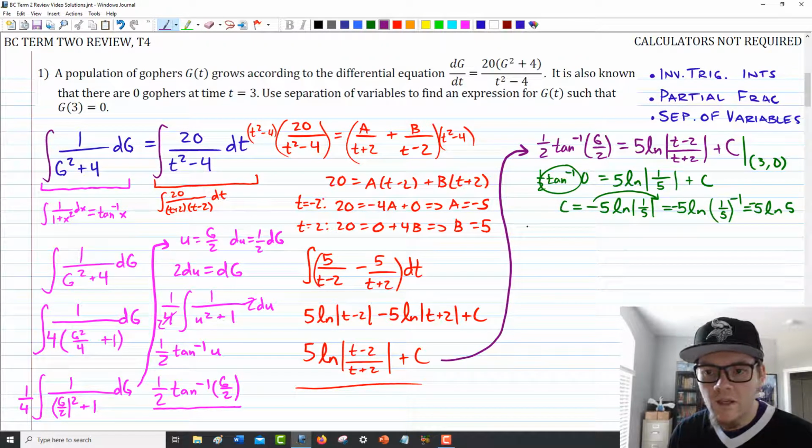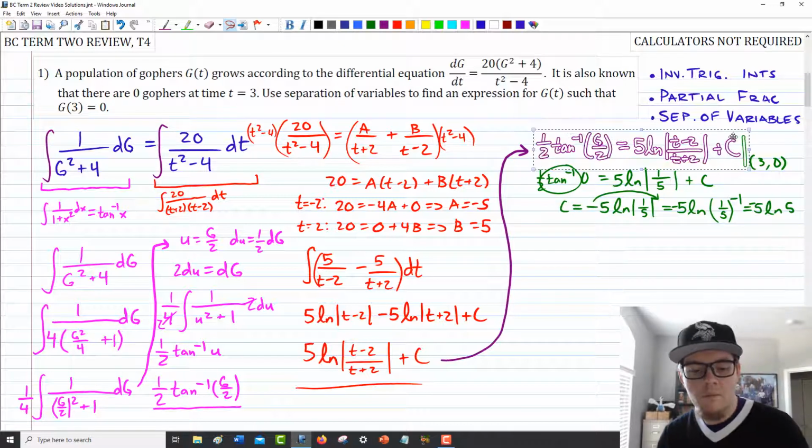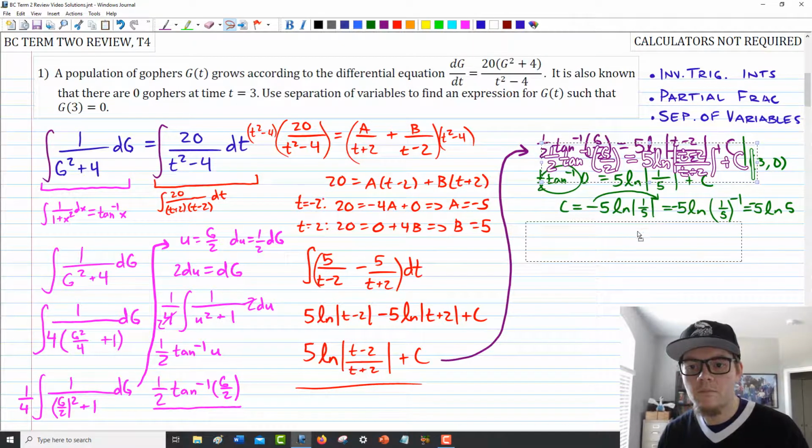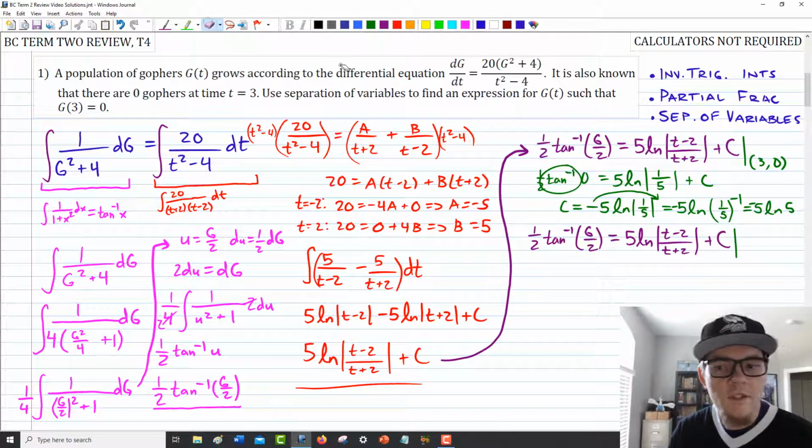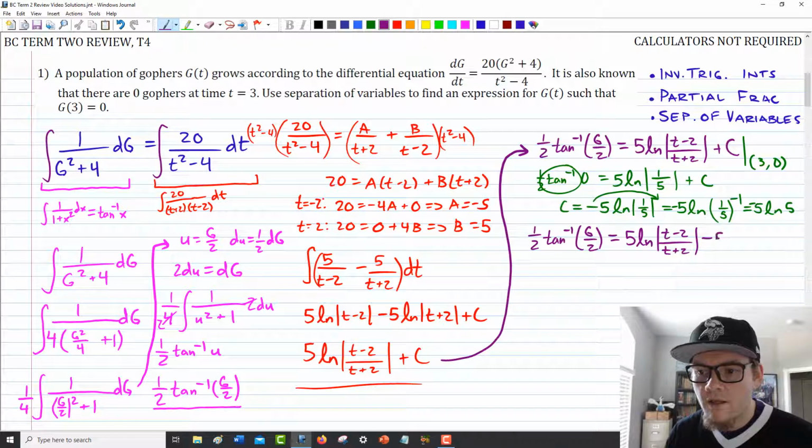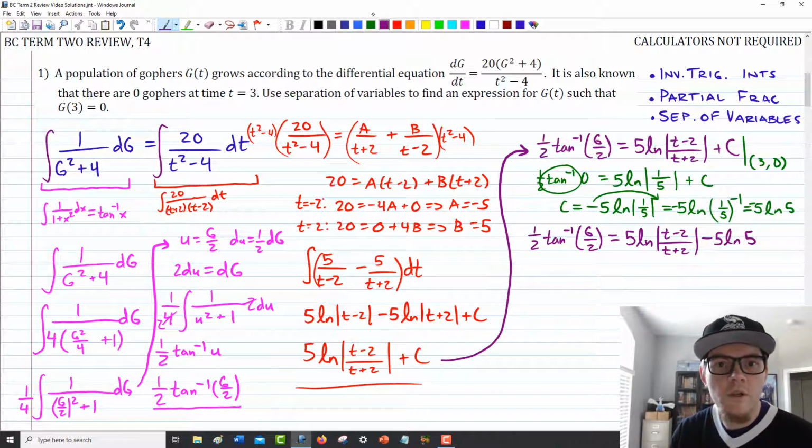What that gives us is this equation, and I'm going to be a lazy person. I'm going to bring this down. So we just found that our c value is going to be -5 ln of 5. And at this point, we've got a bunch of work to do to clear this all out. So I want to first multiply everything by 2.